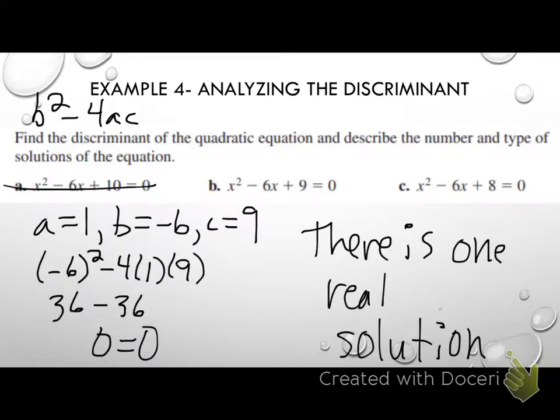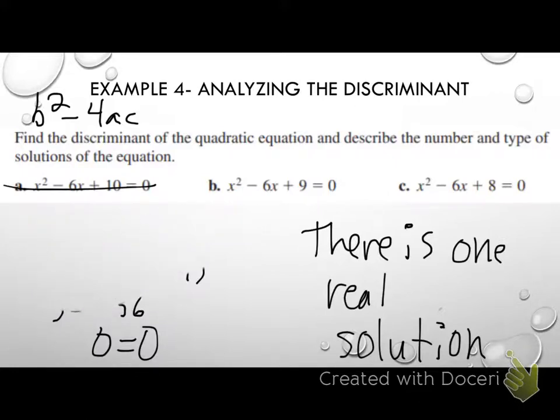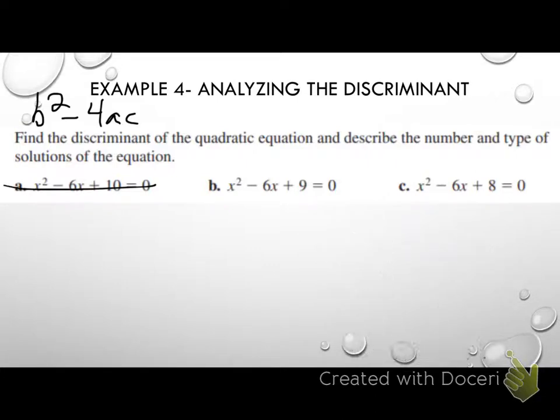Questions on letter B? Does everyone see how we're determining how many and what type of each solution we have? Yeah. Can I erase and move to C? So we're done with B. Now we're on to C.